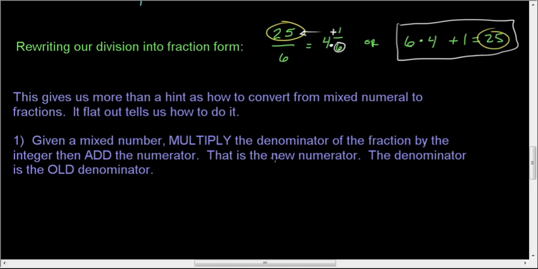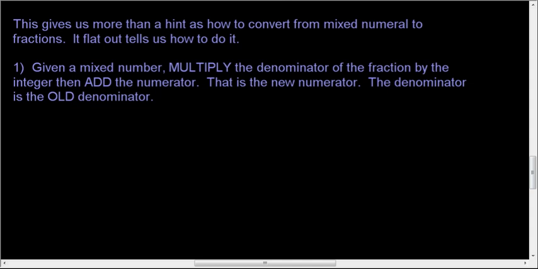So, given a mixed number, multiply the denominator of the fraction by the integer, then add the numerator. That will give you the new numerator. Alright, so let's take a look at one. Let's just make one up on the spot here. How about 6 and 5/8? And we want to convert that into what's called an improper fraction, meaning the numerator is going to be greater than the denominator.